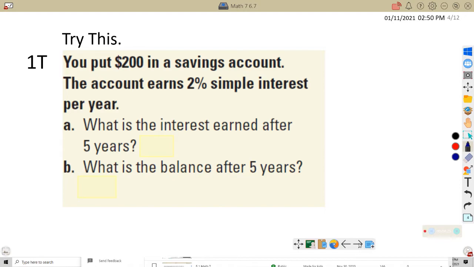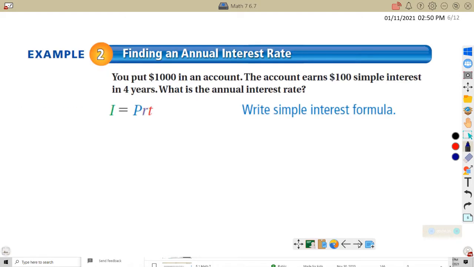Okay, try this one. It's very similar to the last one. Pause it here, and when you're done, hit play, and you'll join me on this screen right here.